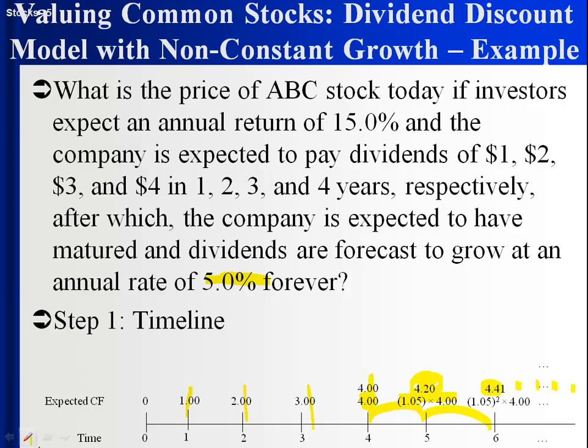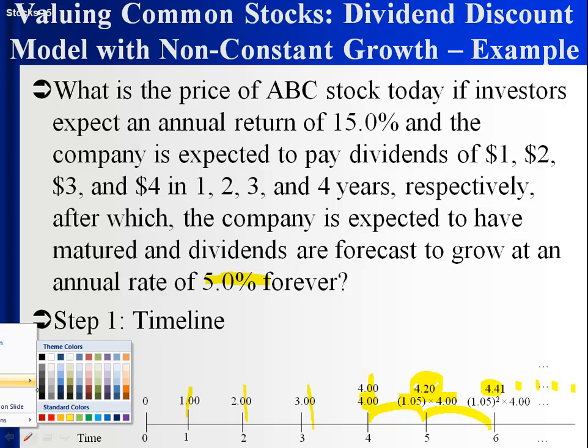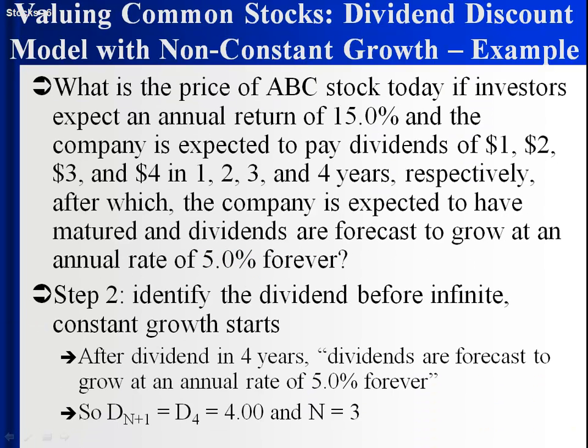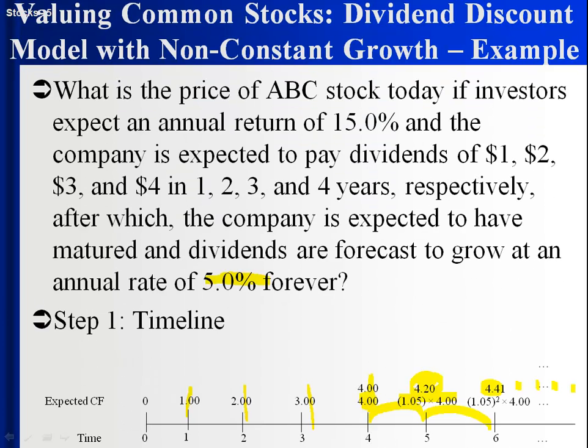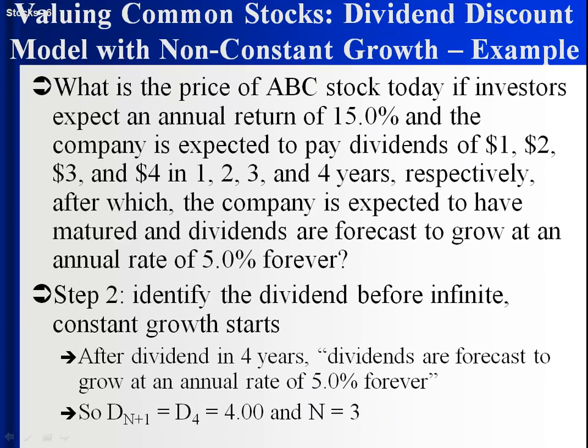Step 2 is to find the anchor dividend. It's the dividend, it's the one, and it's the $4 because the $4 gets paid, and then after that, all of the dividends grow at 5% forever. So if we have the dividend of $4, then they all grow by 5% forever. That's what that lays out.